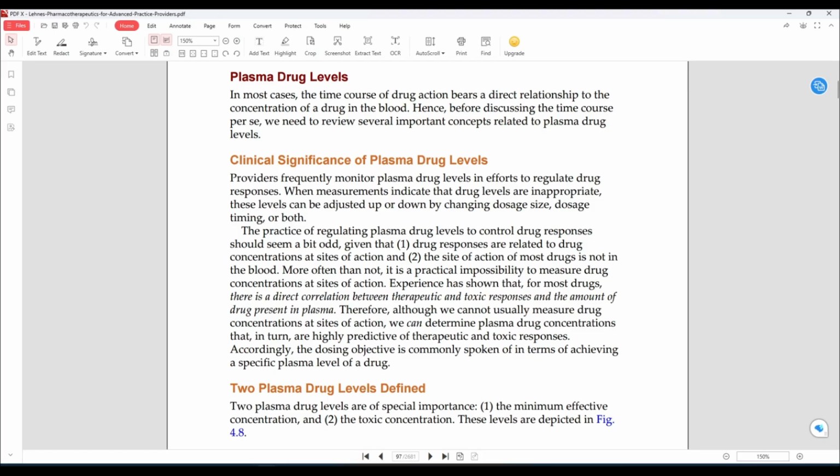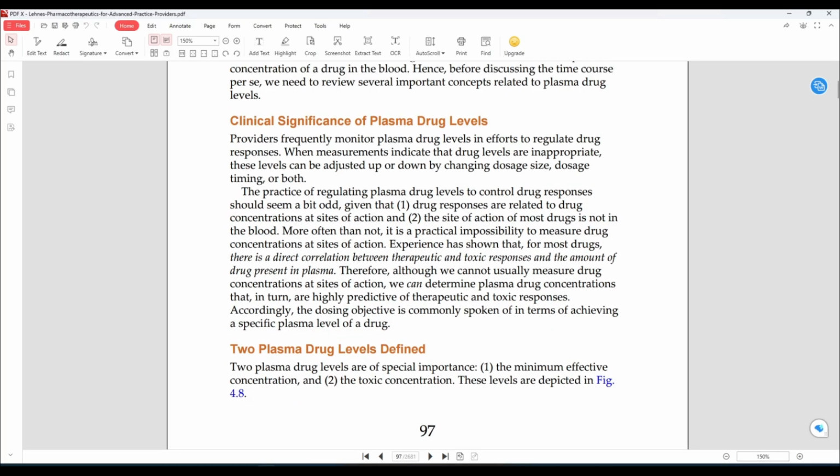Clinical significance of plasma drug levels. Providers frequently monitor plasma drug levels in efforts to regulate drug responses. When measurements indicate that drug levels are inappropriate, these levels can be adjusted up or down by changing dosage size, dosage timing, or both.